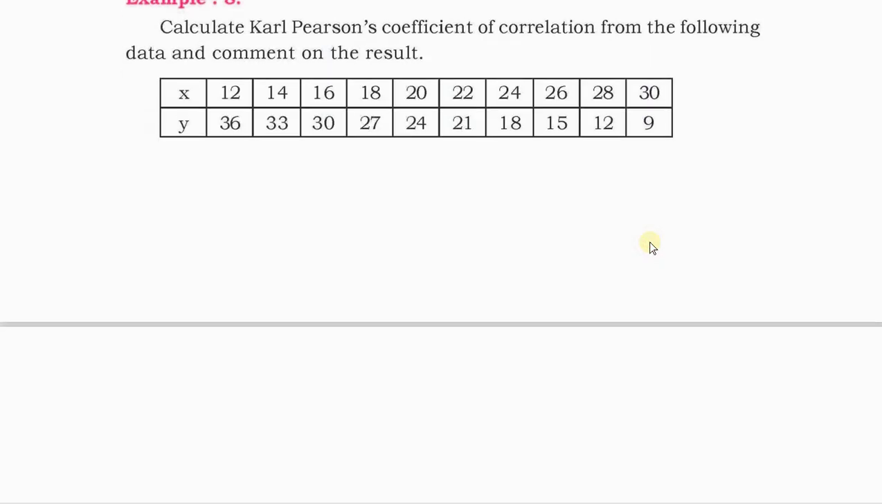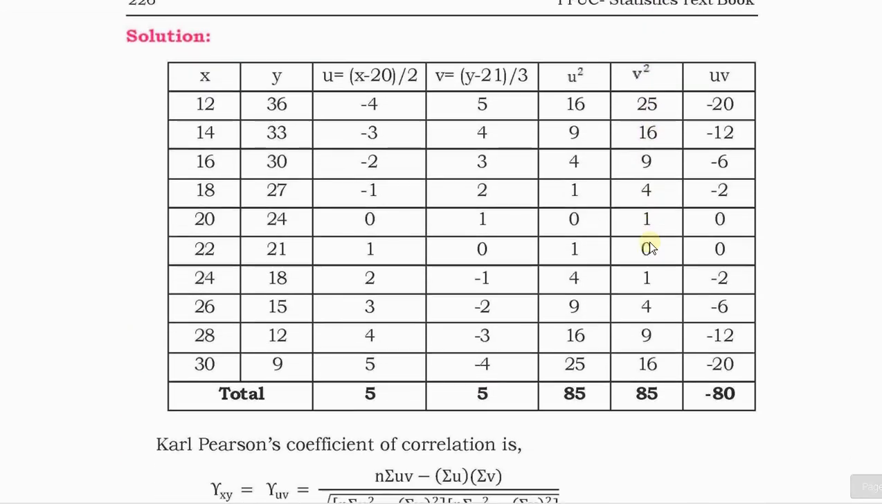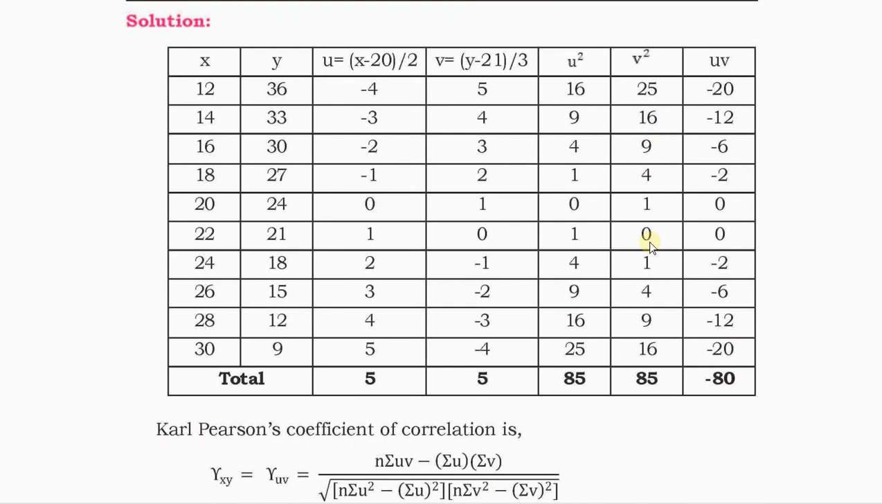So let us look at the example here. Again the example has been reduced. The x values have been reduced and so are the y values. So here u values are taken as x minus 20 divided by 2 and v values are taken as y minus 21 divided by 3.